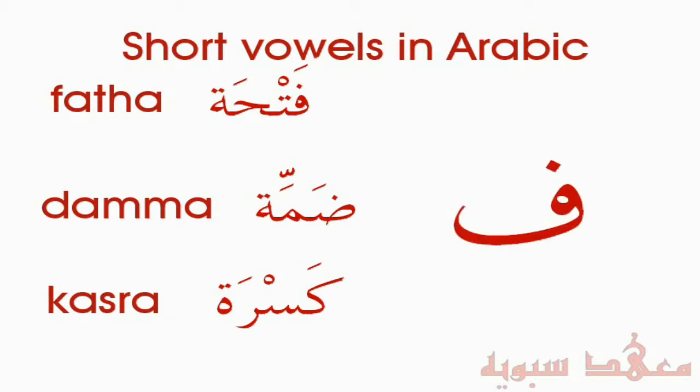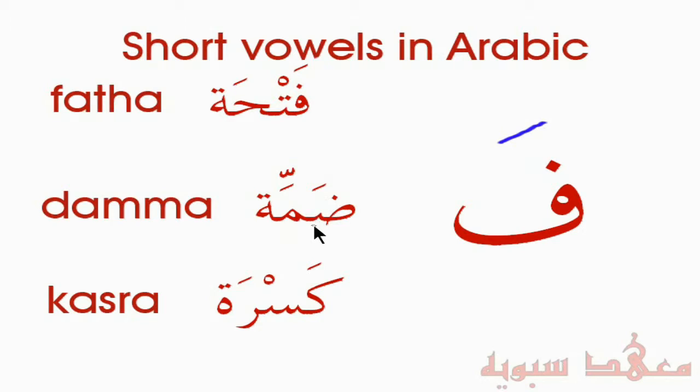So in front of us we have the letter fa, and when we add vowels in Arabic, it's different to English. We don't add them after the letter. We add it on top of the letter. So fatha will be written as follows. It's written with a line on top, like that.